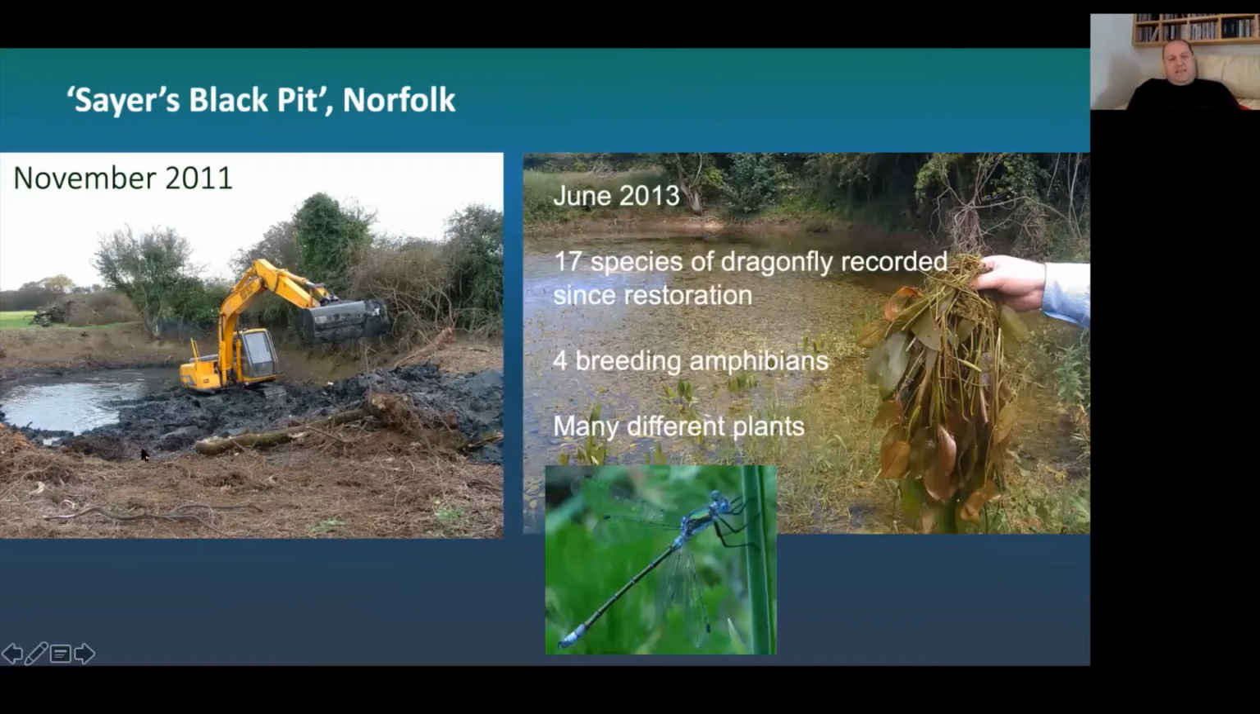So in November 2011, the project cleared it out. They cut back all the trees and desludged it. You can see there's a lot of this anoxic black sludge coming out here. And in June 2013, 17 species of dragonfly have been recorded, 4 species of breeding amphibians, and lots of different plants as well. Here's some pondweed, Potamogeton, which has presumably come from the seed bank.